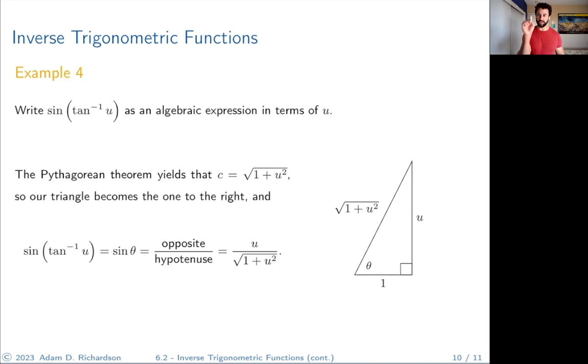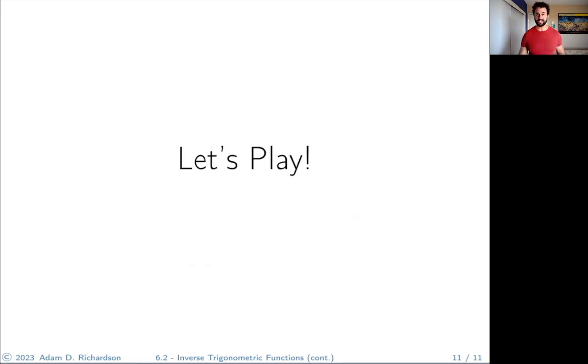Now that we have all three sides of the right triangle identified, we can compute sine of this angle theta. So what's sine of tangent inverse of u? It's sine of theta, but sine of theta is opposite over hypotenuse, which is going to be u over square root of 1 plus u squared. And there we go. Done. That's it. So that's an algebraic expression involving u. There's no trig functions involved anymore. And that's it for this section.